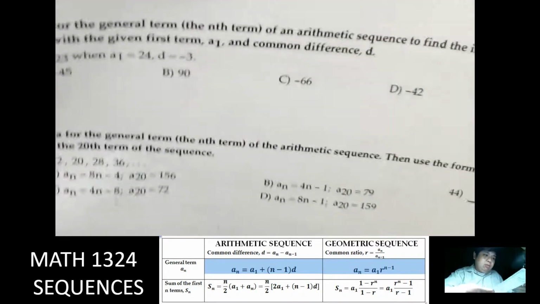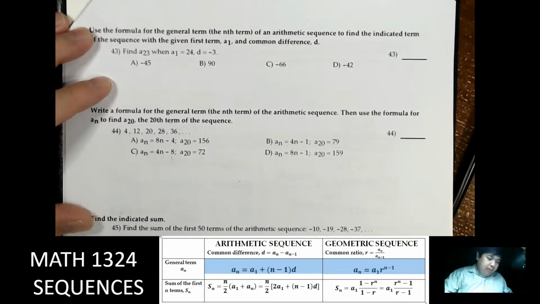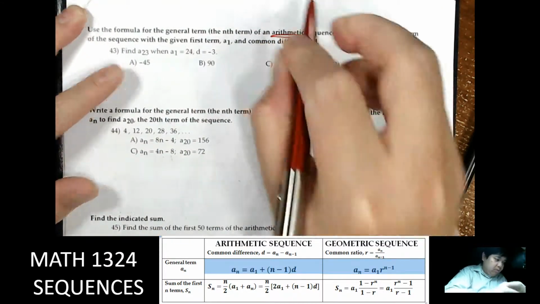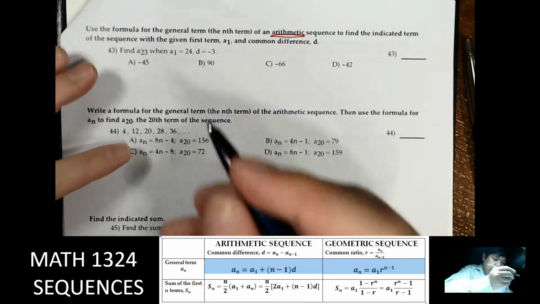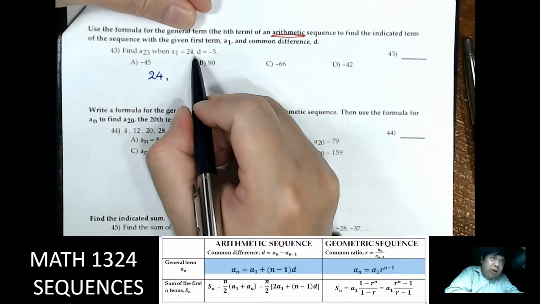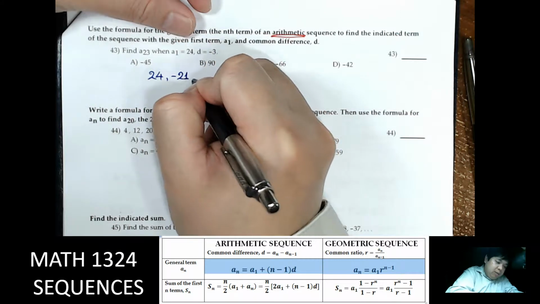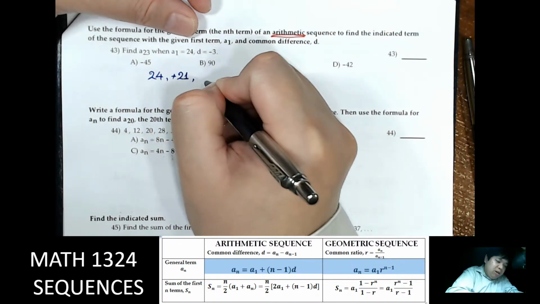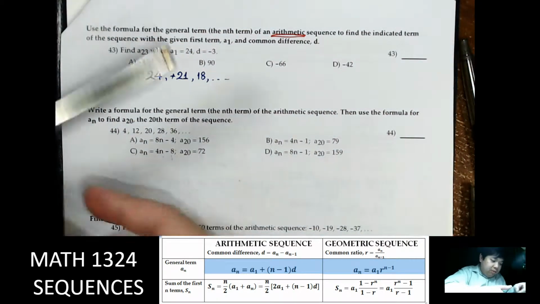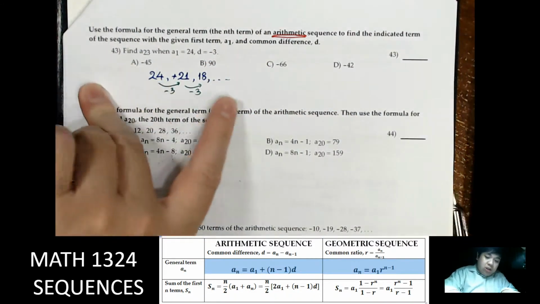We'll do 43, 45, and 46. Actually 43 and 45 first. So this one we have an arithmetic sequence. So we know we start from 24, and to get to the next number we're going to subtract 3. So the next one is 21. Then 21 minus 3 is 18, and we just keep subtracting 3 every time. And we wish to find the 23rd term.